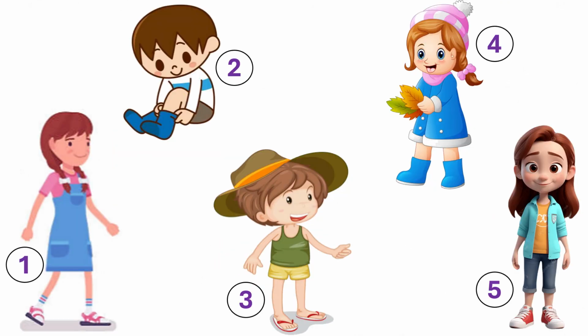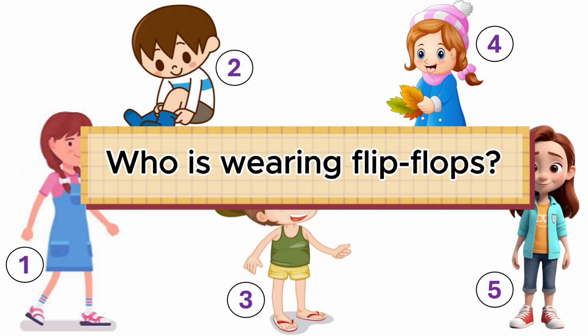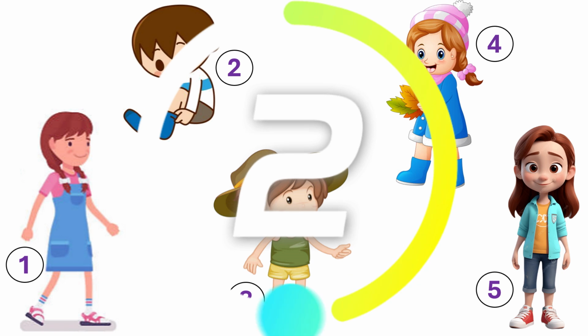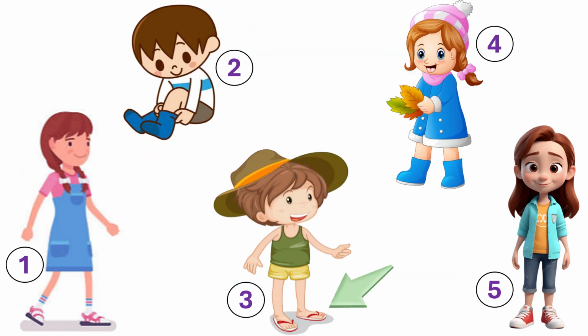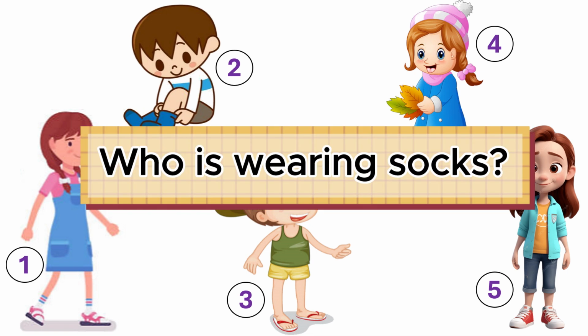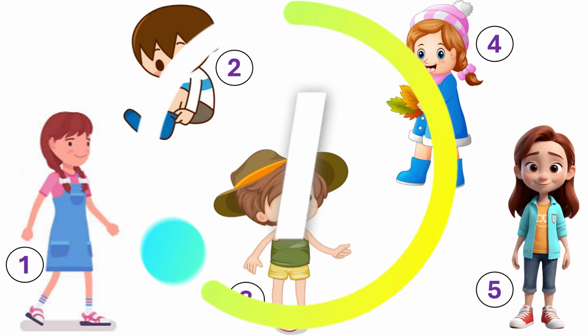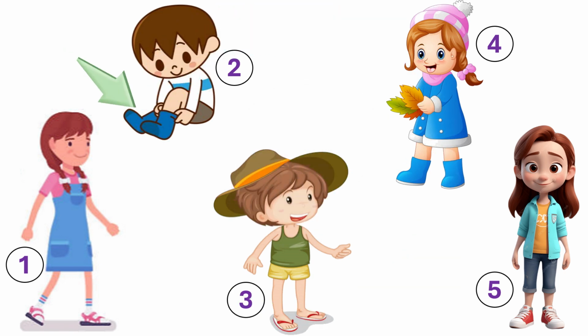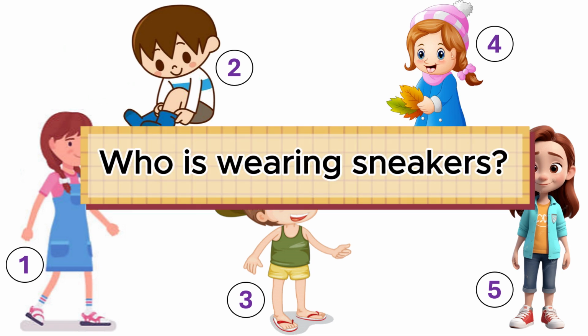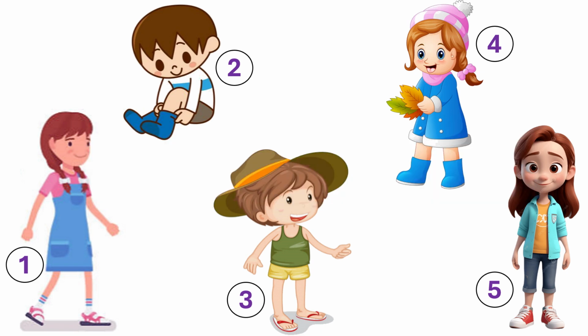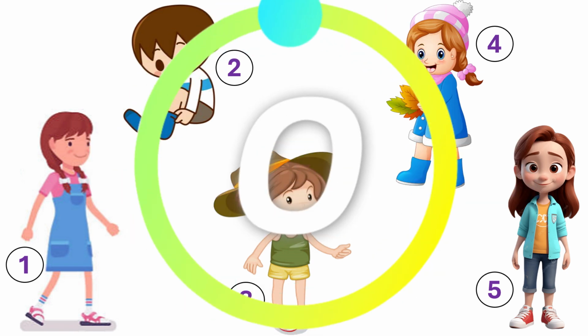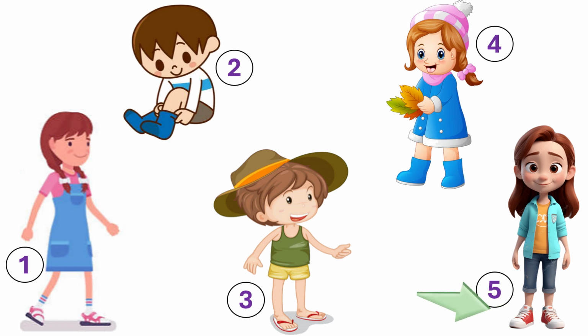Let's play a quiz game. Who is wearing flip-flops? Number 3. He is wearing flip-flops. Who is wearing socks? Number 2. He is wearing socks. Who is wearing sneakers? Number 5. She is wearing sneakers.